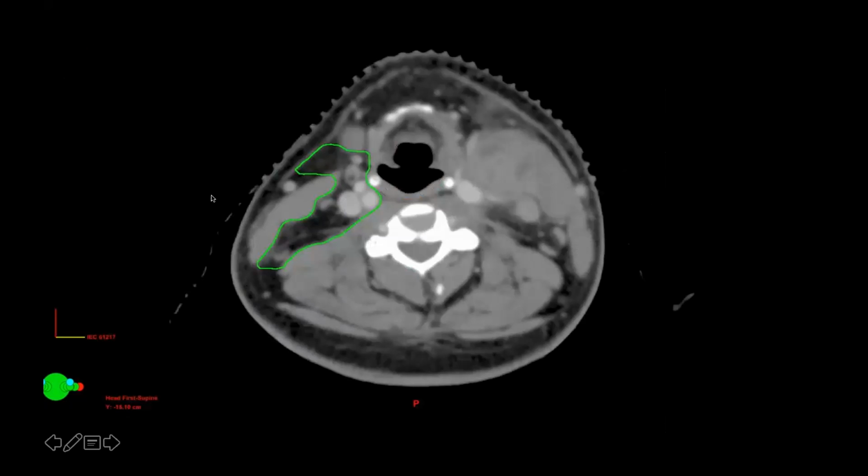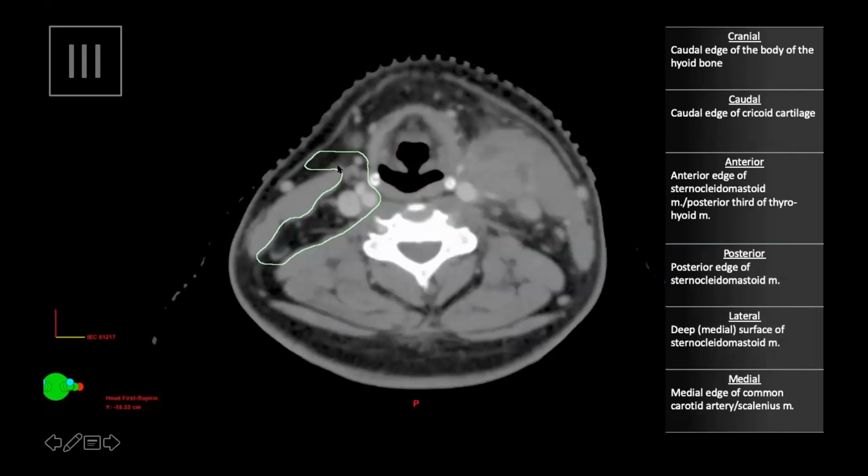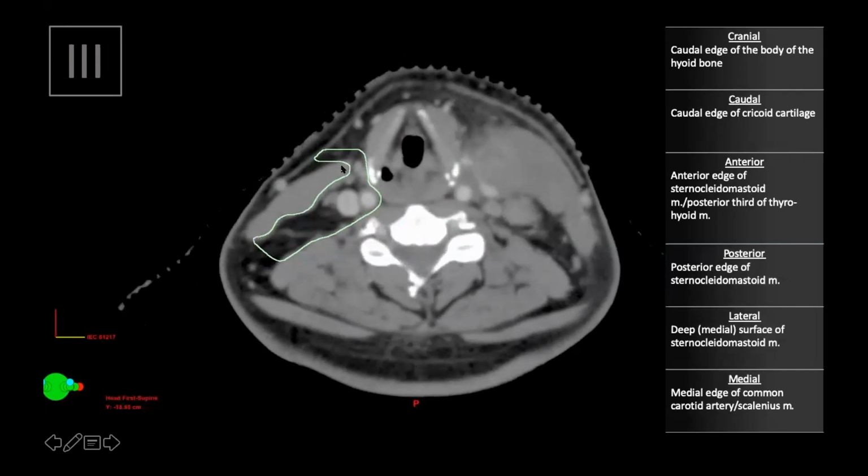So we'll see the contours. So this is your level 2, since you can still see the hyoid. Once your hyoid ends, level 2 becomes level 3. So this is your level 3 group of lymph nodes. Laterally sternocleidomastoid, where there is no sternocleidomastoid, you extend up to the platysma.